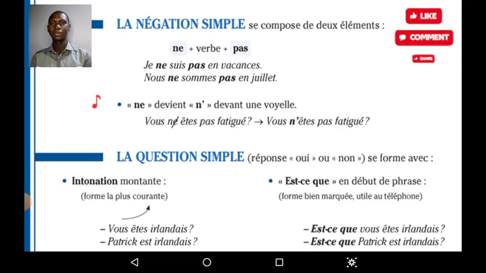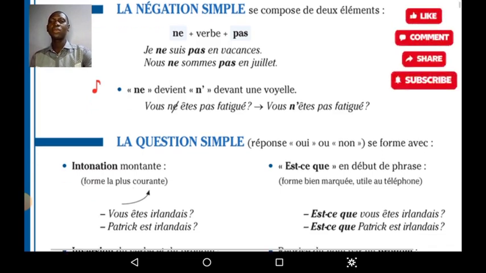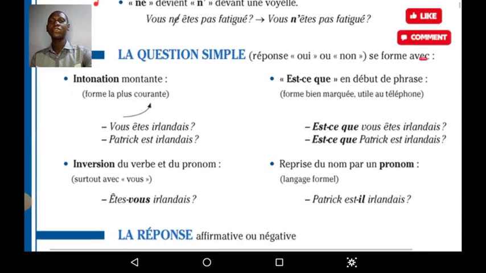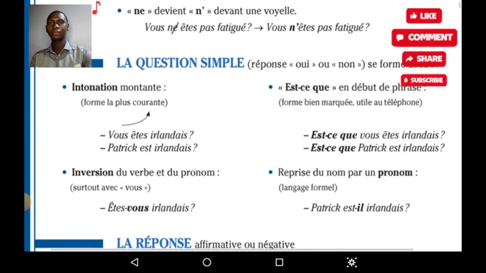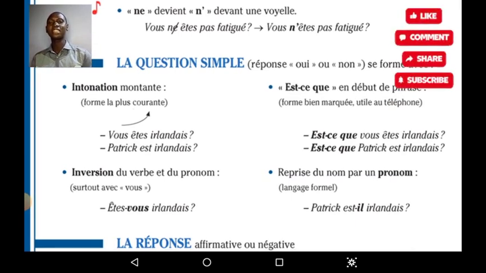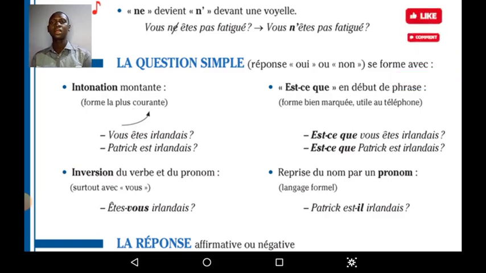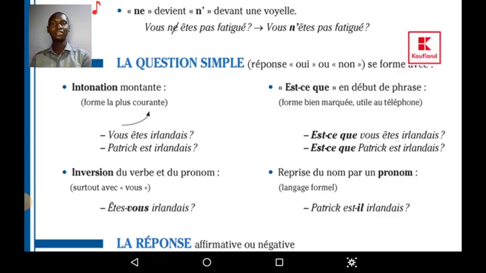An example, you have vous êtes irlandais. When somebody asks that question, the original sentence is vous êtes irlandais. That is, you are from Ireland. But I want to change it to a question. I will say vous êtes irlandais? The second example you have there is Patrick irlandais? That is, is Patrick from Ireland?